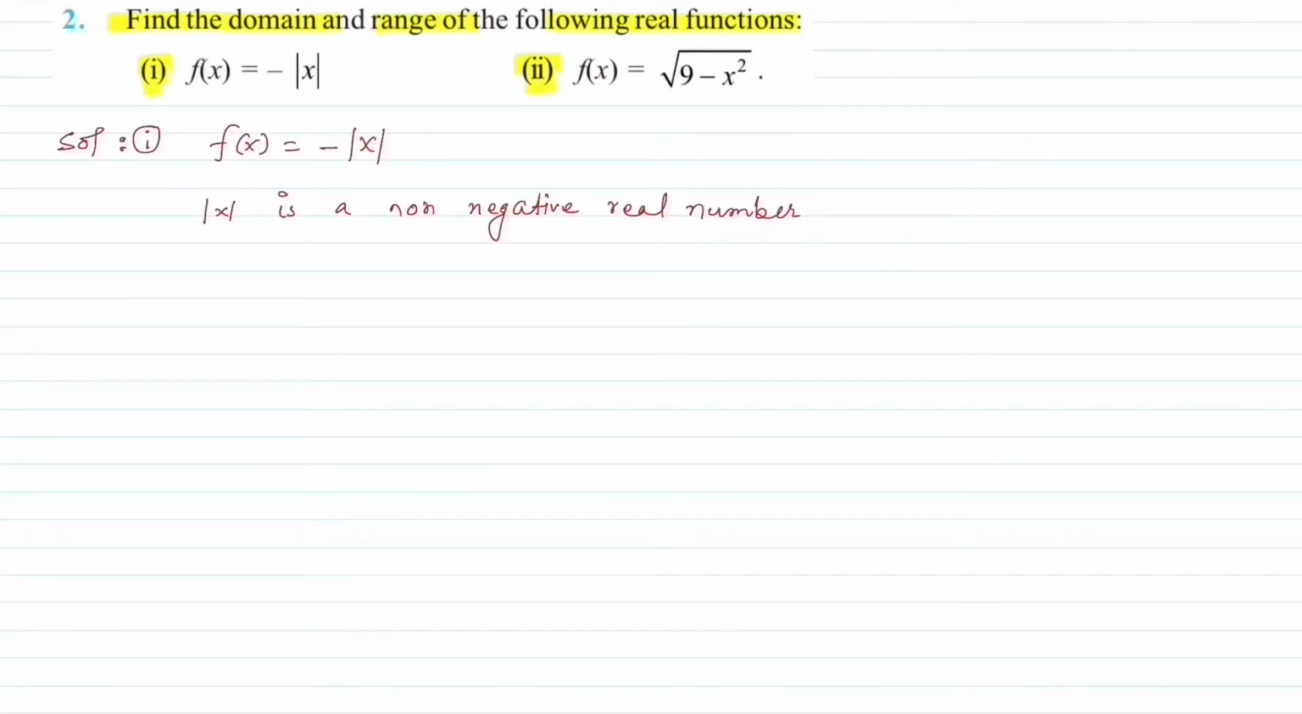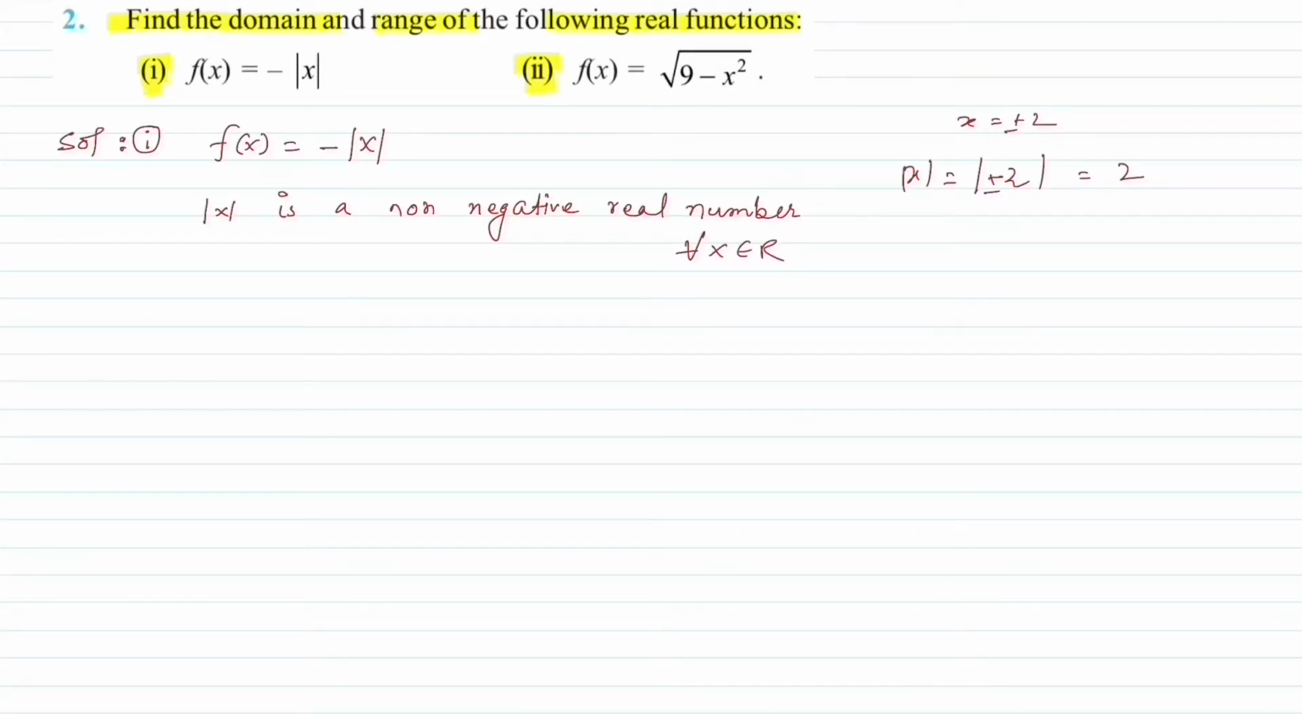So you see, that means if you put x equal to -2, then mod of x will be 2. If you put +2, then also it is +2. If it is -2, then also it is +2. So that's why modulus of x is a non-negative real number for all values of x belonging to R. That means for any real number x.